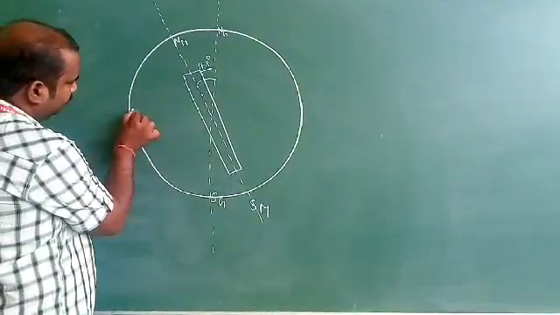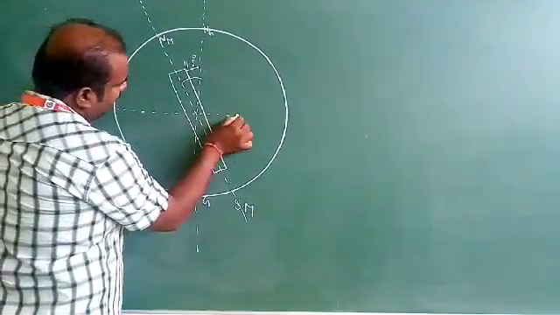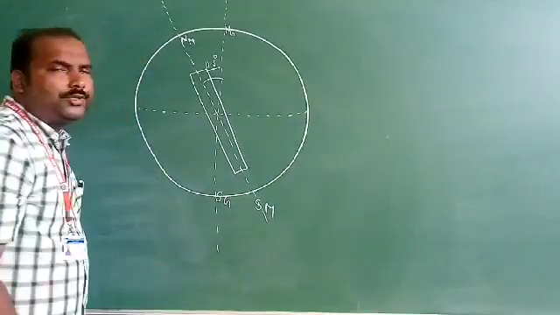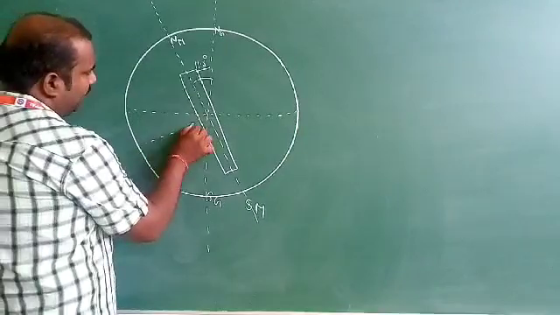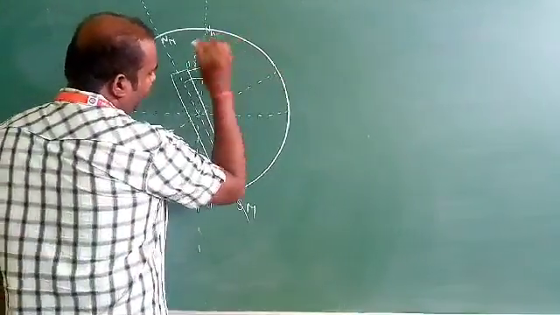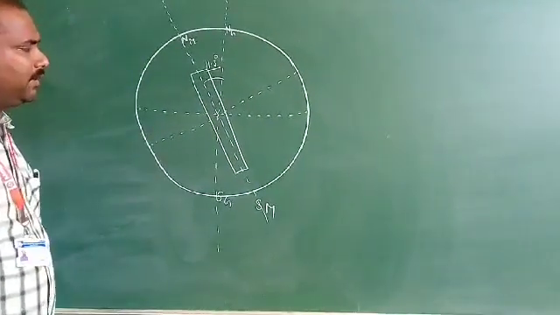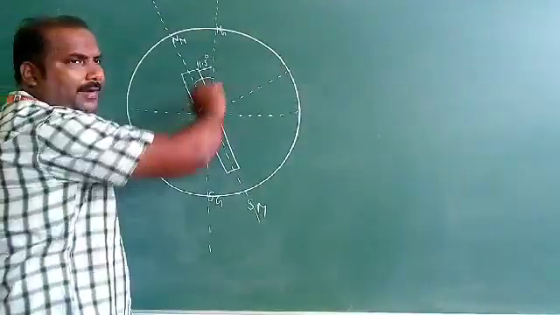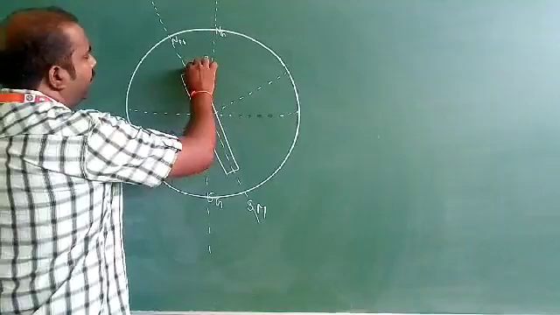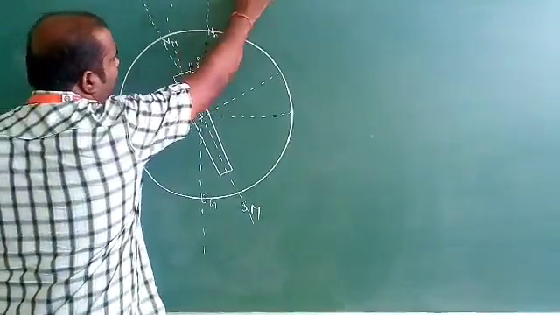Now this is the geographic equator and this is the magnetic equator. That is the geographic equator and this is the magnetic equator. And the Earth's magnetic lines are passing like this.